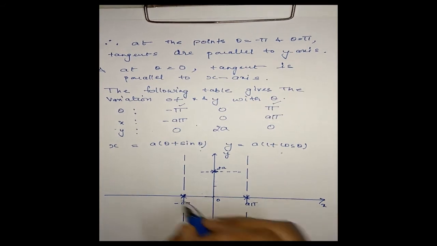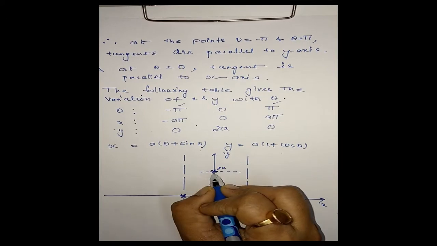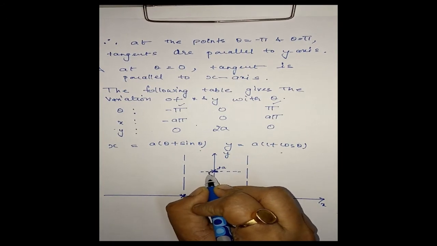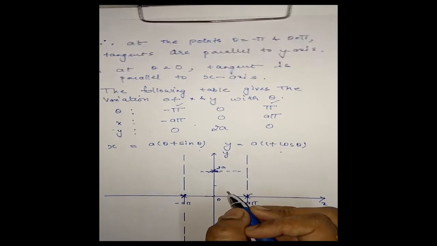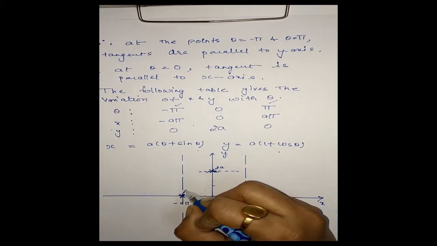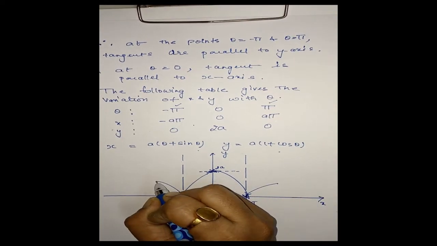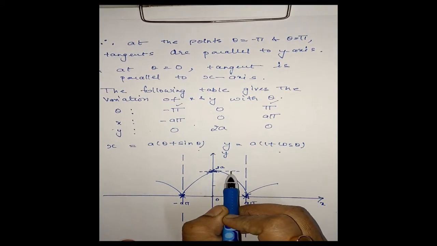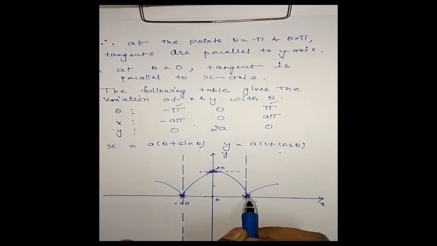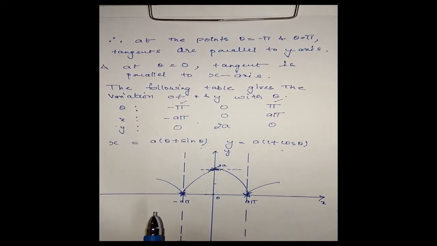Now this is a tangent. That means the curve shape is like this, and here like this, so that this is my tangent. Here the shape is like this, and here the shape is like this. That means I can plot my curve like this, and this is the shape of the curve. So at this point the tangent is parallel to the x-axis, and at these 2 points the tangents are parallel to the y-axis.